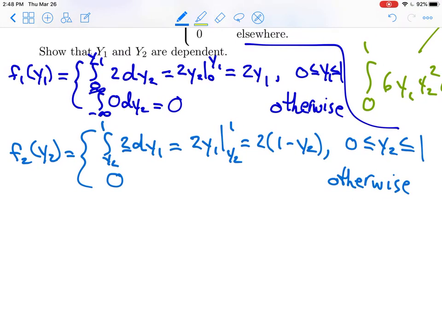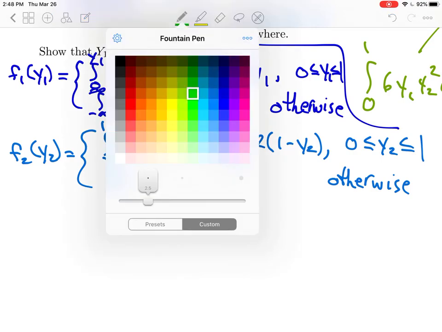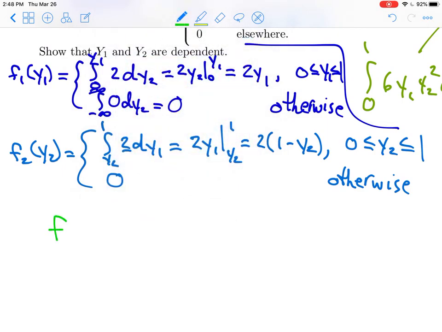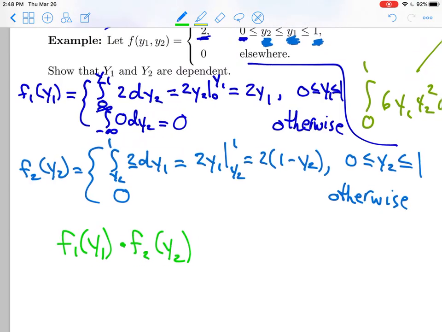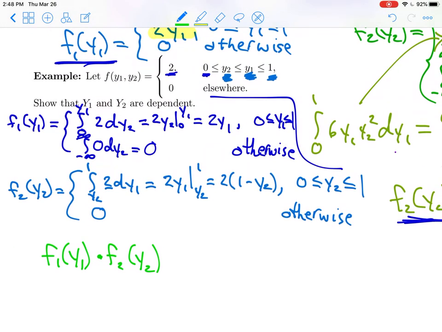So those are our two marginal densities. We might observe then that f1 of y1, the marginal density of y1, times the marginal density of y2, that product of marginal densities is not going to be equal to the joint density. Because that's not equal to the joint density, y1 and y2 are dependent.